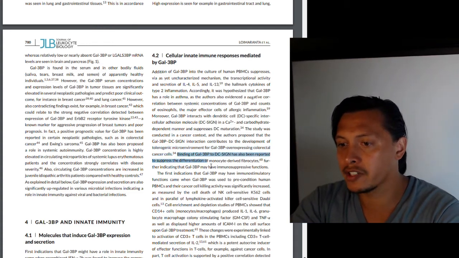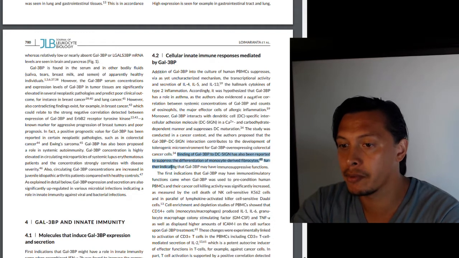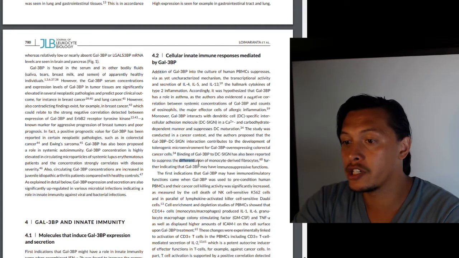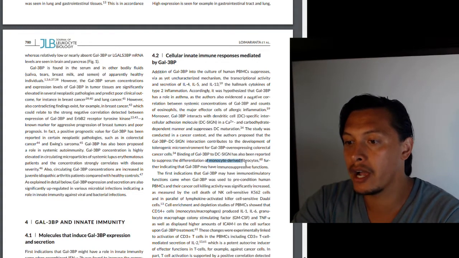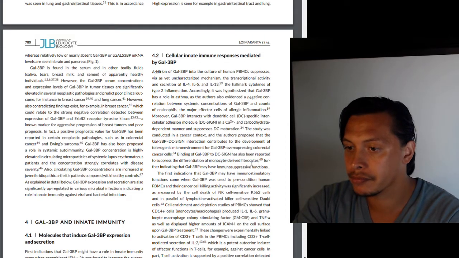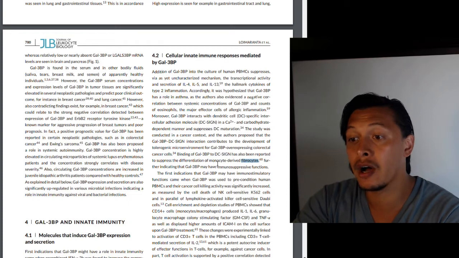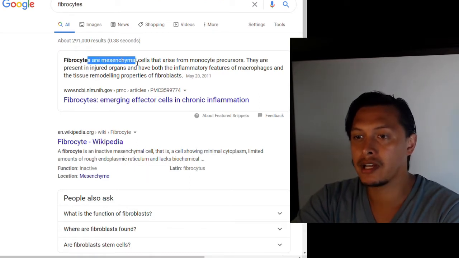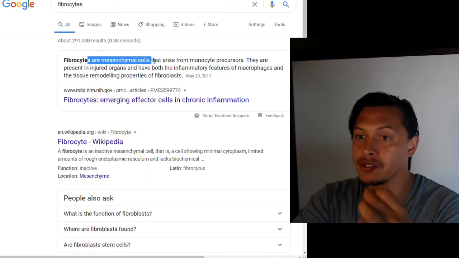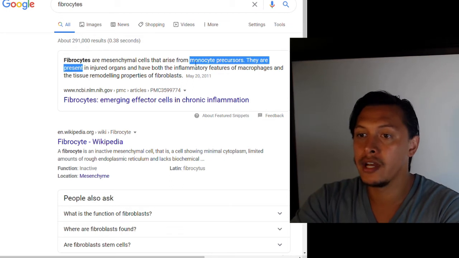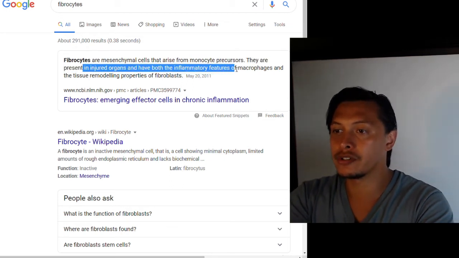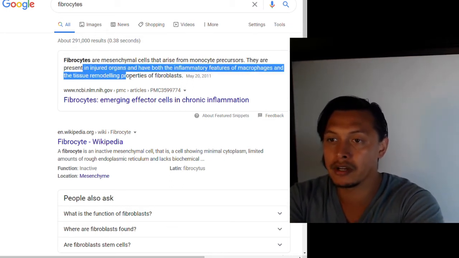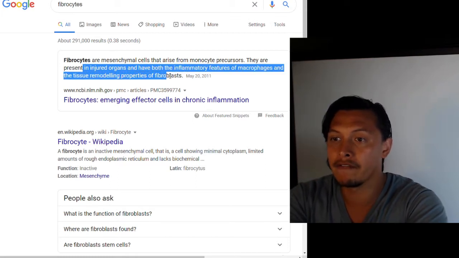So binding of galectin-3 binding protein to DC-SIGN has also been reported to suppress the differentiation of the monocyte-derived fibrocytes. So these are fibrocytes that come from the monocytes, which are a type of white blood cell. So let's look at what a fibrocyte is. These are mesenchymal cells that arise from monocyte precursors, and they are present in injured organs and have both inflammatory features of macrophages and the tissue remodeling properties of fibroblasts.